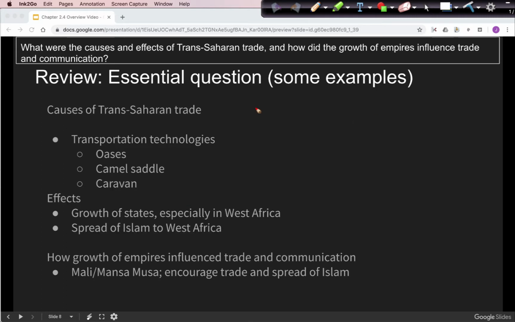So now to go over the essential question, we started with the causes of trans-Saharan trade, and I guess I could probably add here expansion because it's really growing during this time period. And we have those technologies like oases, which allow you to stop along the way, and the camel saddle and the camel caravan, which increase the amount of goods, allowing the trade to expand. And then for effects, we have the growth of states, especially in West Africa. So the main one we focused on was Mali. And then the other effect is the spread of Islam to West Africa. For instance, if you remember Timbuktu being a center of Islamic scholarship.